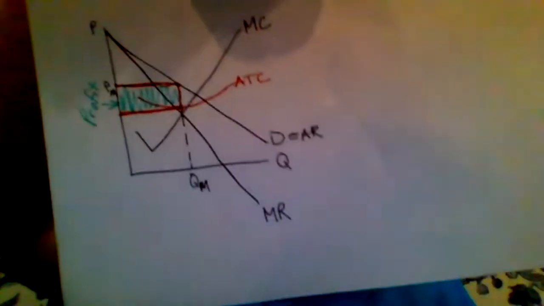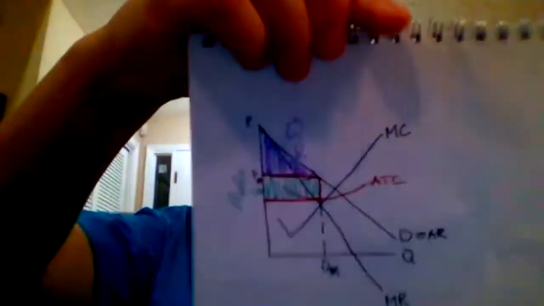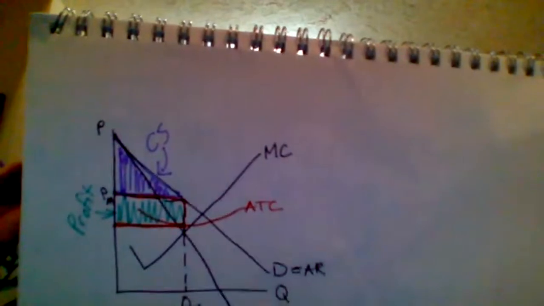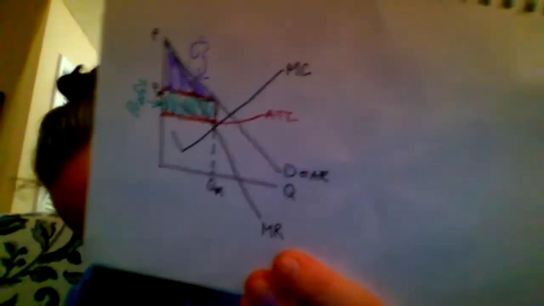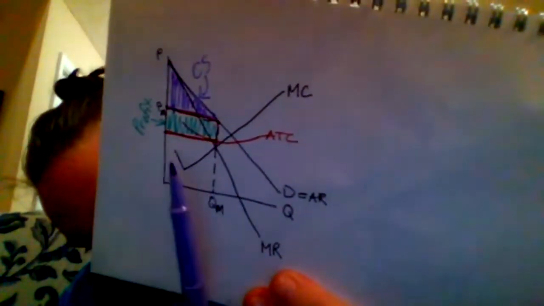Where's my consumer surplus? Well, where it always is, price to the demand curve and up. Price to demand and up. And then finally, you all know what this triangle over here is called? You see it, this little triangle right there? That is our dead weight loss.